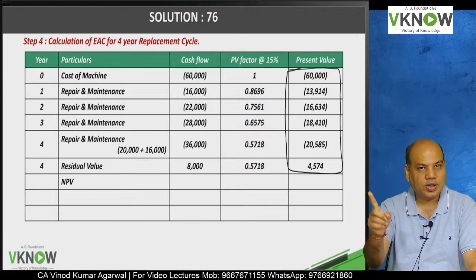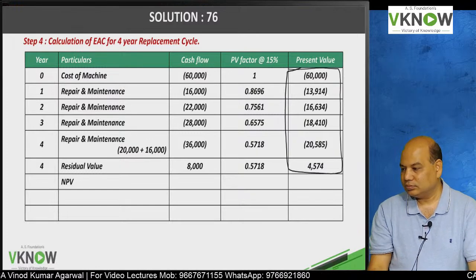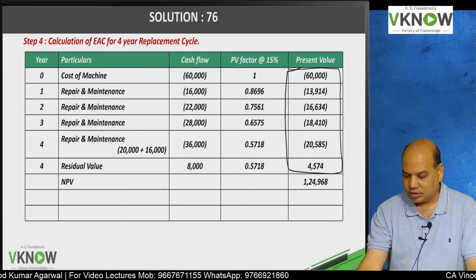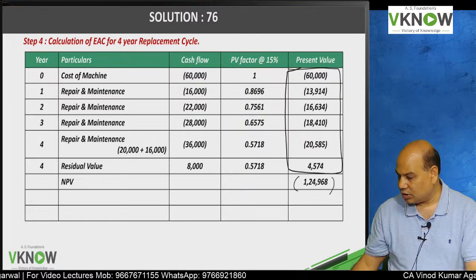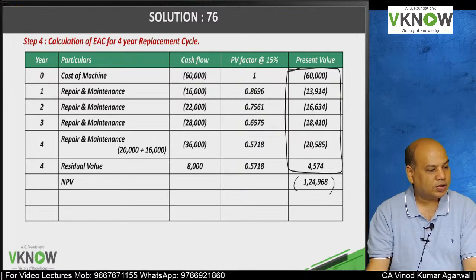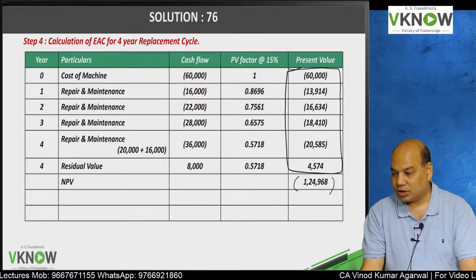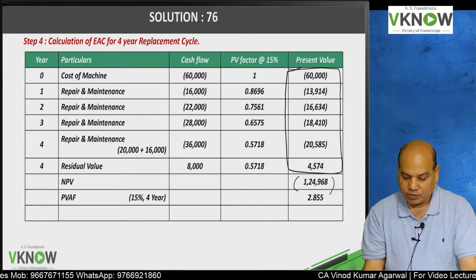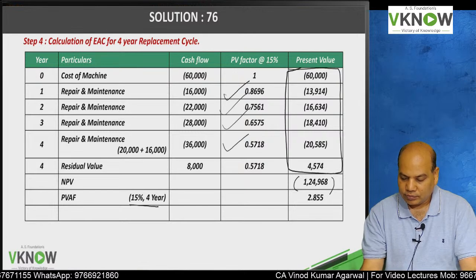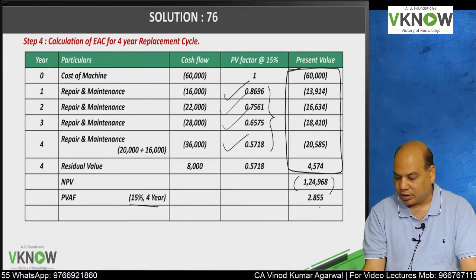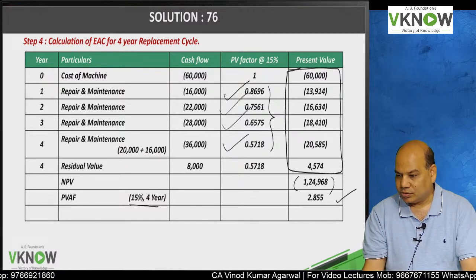Those who want to copy will wait. Copycats will wait. Very good answer. In bracket write 124,968 or 969, they are okay. 124,968. Write down the PV annuity factor for 4 years. Add these 4 factors and write here. Just check, is it 2.855?